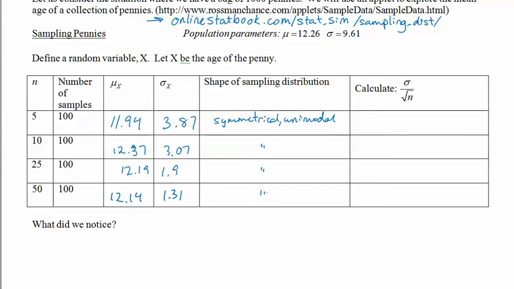However, the standard deviation, as we can see, gets smaller as we get a bigger sample size. Now, we're going to calculate the standard deviation of our population divided by the square root of n. In this case, 9.61 was our given data divided by the square root of n. So for each of these, you can see that the numbers are roughly the same as in our simulation.